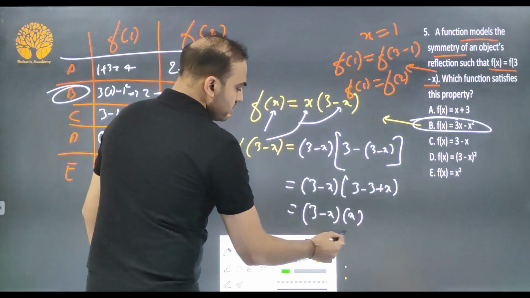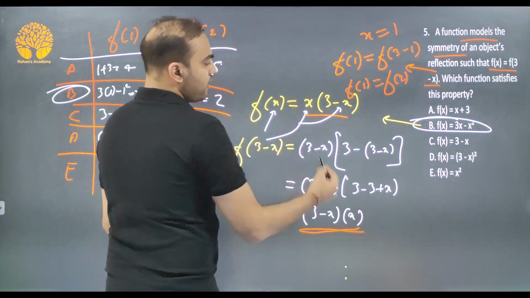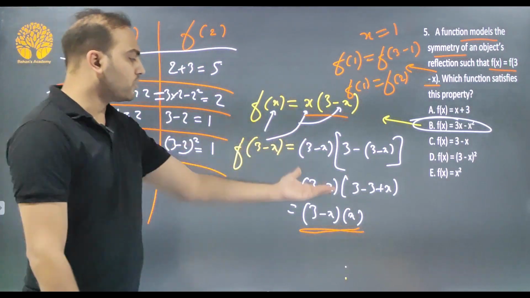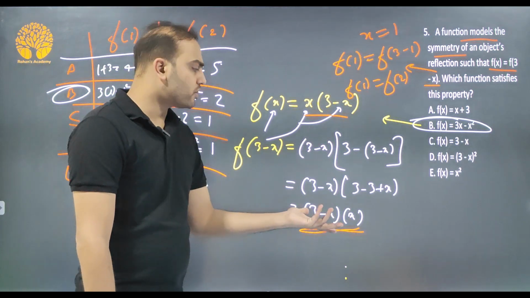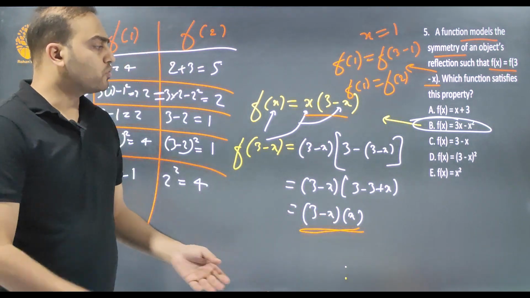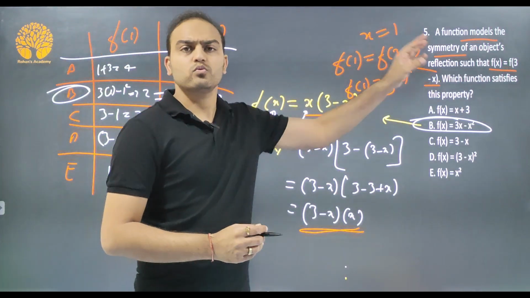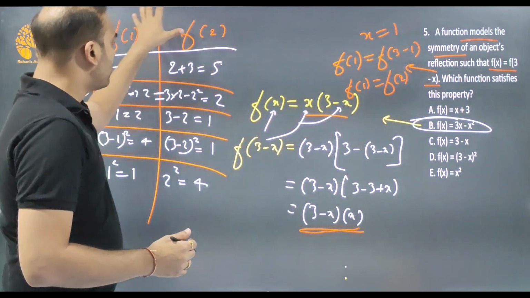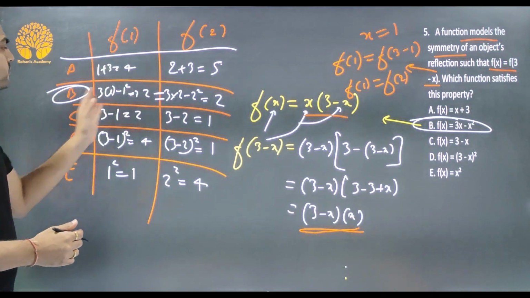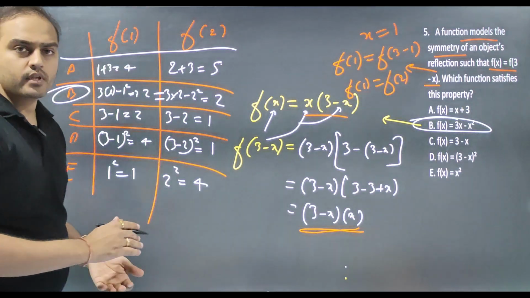Now if you see, this and this are equal. It's the product of the same two terms but in a reverse order. So again, no need to solve theoretically. Just assume x is 1, 2, 3, whatever you want. Make your table and see for which option are they same. Alright.